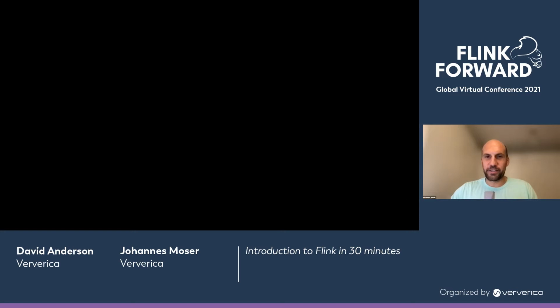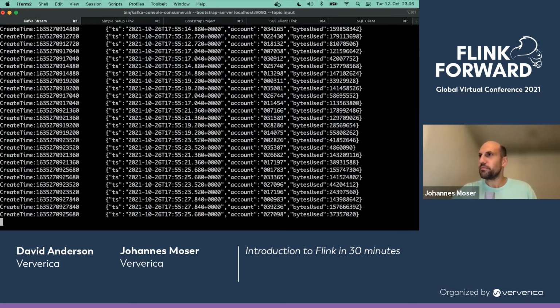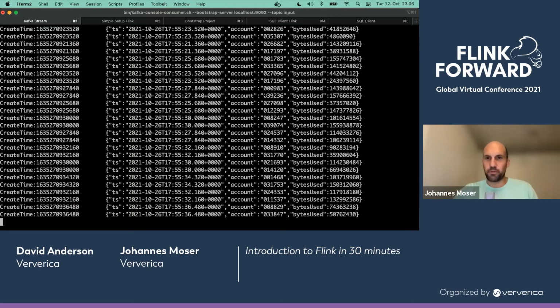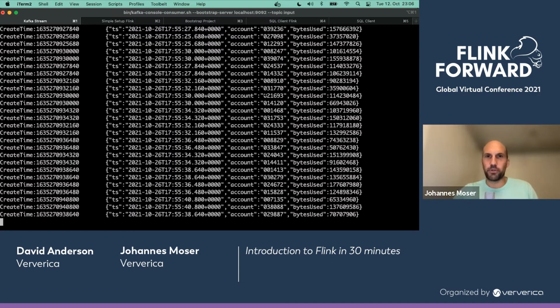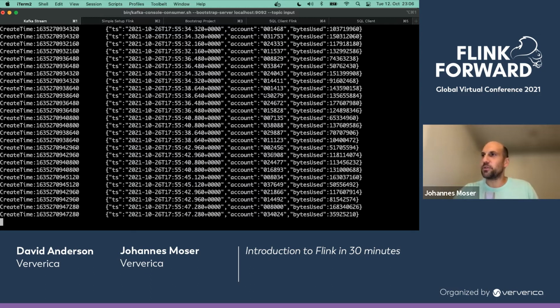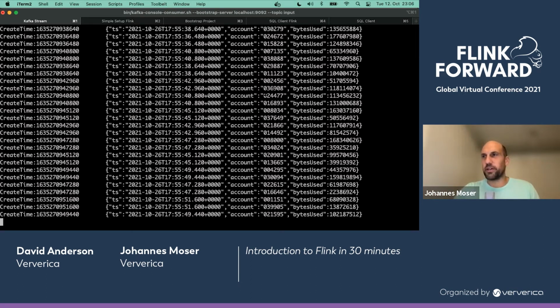So yeah, I got this interesting problem. Let me share my screen with you. So my boss provided this Kafka stream to me. It's essentially account numbers with bytes used in a mobile network, and they want to gather an overview over all the data usage within the network. And he also wants to alert the accounts when they reach a specific quota, so that they're aware that at one point, the mobile data will stop operating.